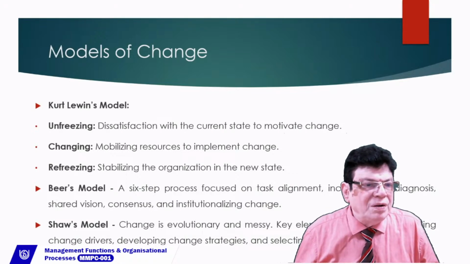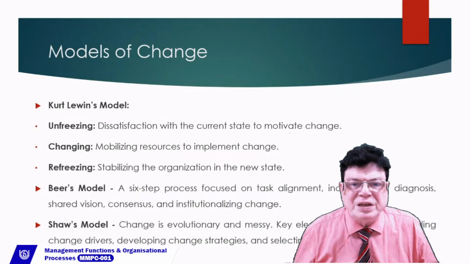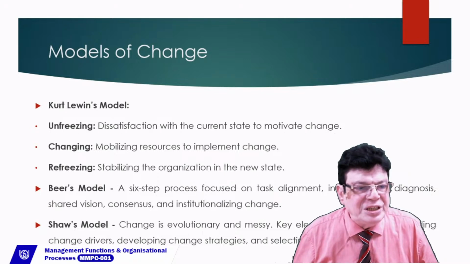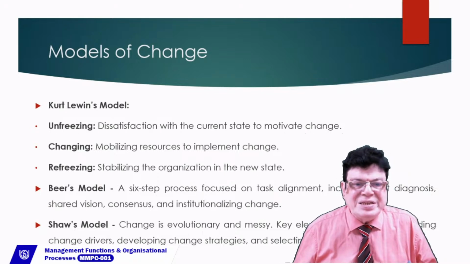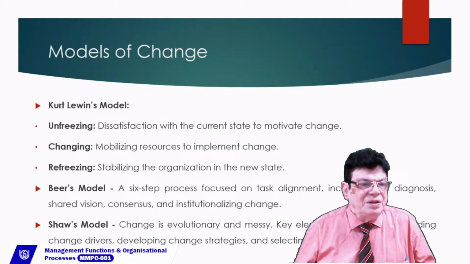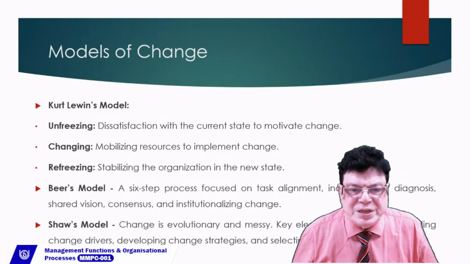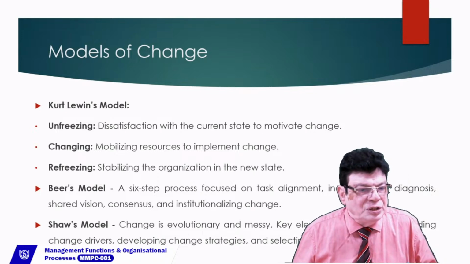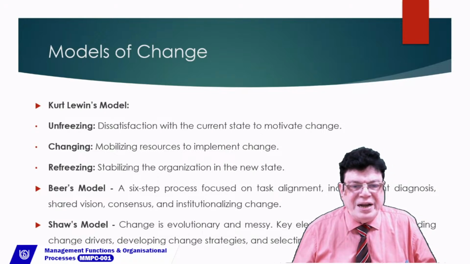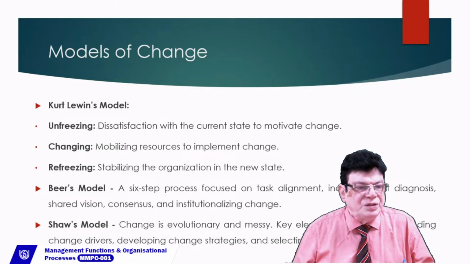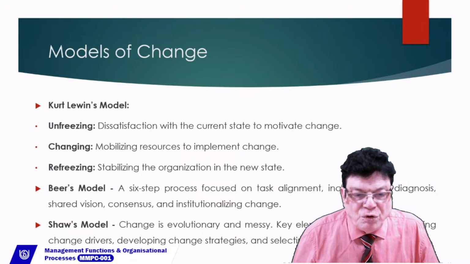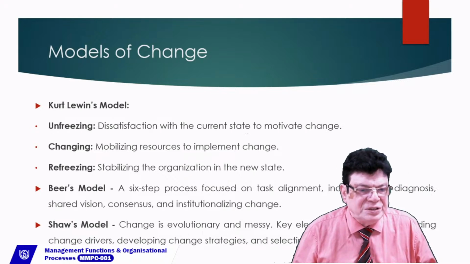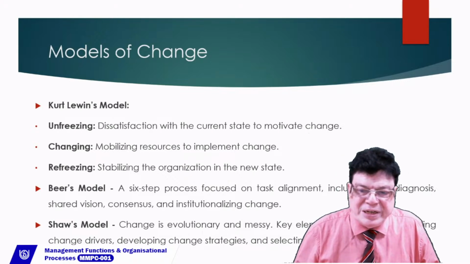Models of change. Kurt Lewin's model: unfreezing, dissatisfaction with the current state to motivate change; changing, mobilizing resources to implement change; refreezing, stabilizing the organization in the new state. Beer's model, a 6-step process focused on task alignment, including joint diagnosis, shared vision, consensus, and institutionalizing change. Shaw's model: change is evolutionary and messy. Key elements include understanding change drivers, developing change strategies, and selecting change leaders.